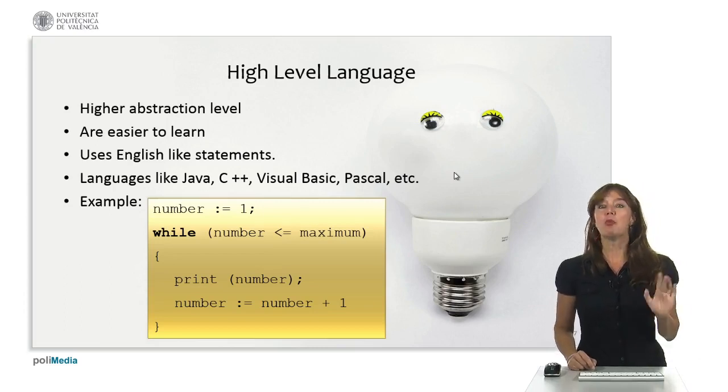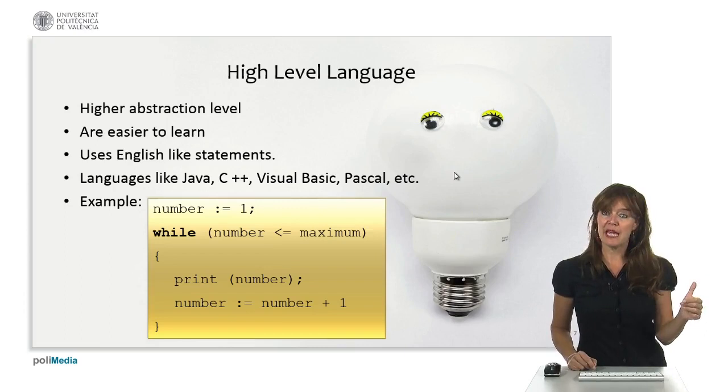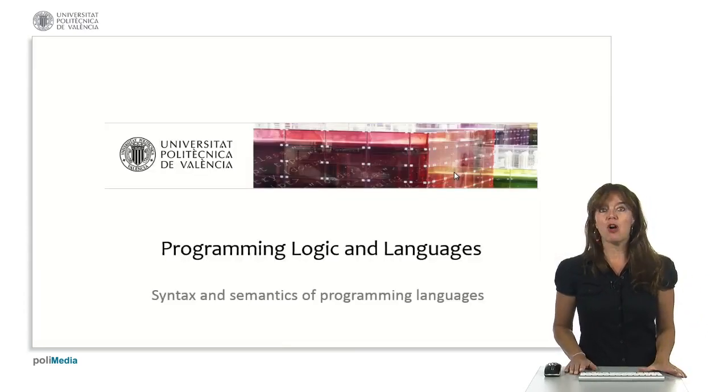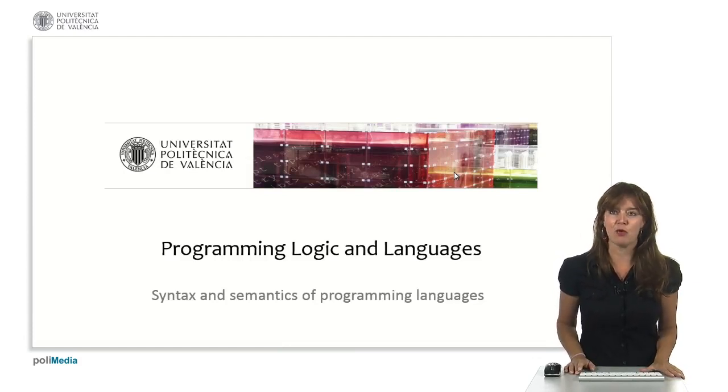So we've seen programming languages: machine language, assembly language, and high-level language. In the next section, we will talk a little bit more about the syntax and semantics of these programming languages.